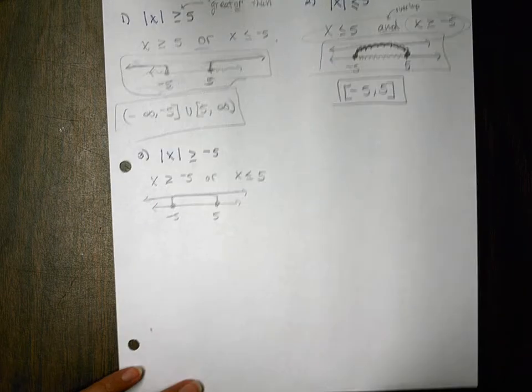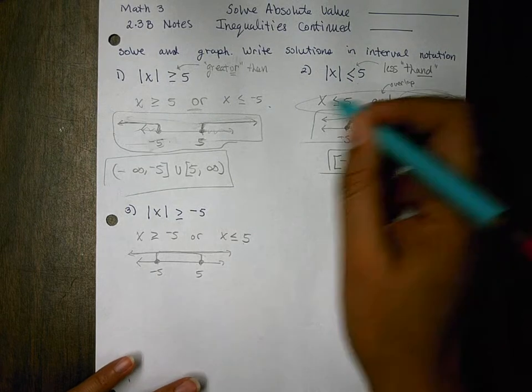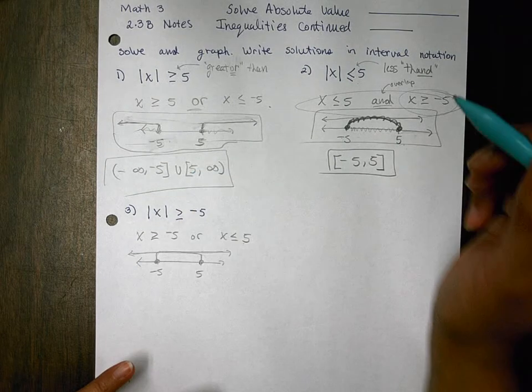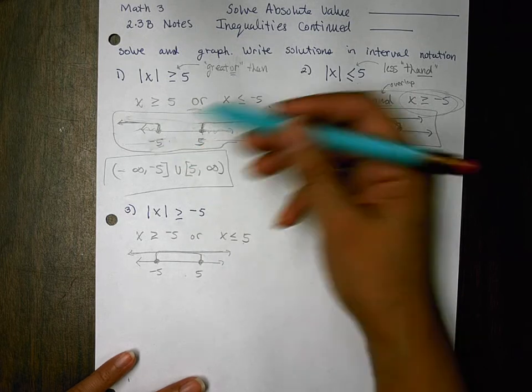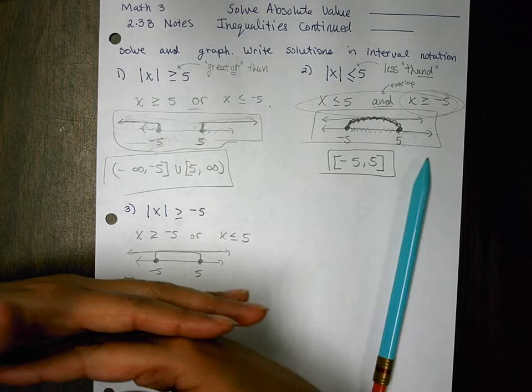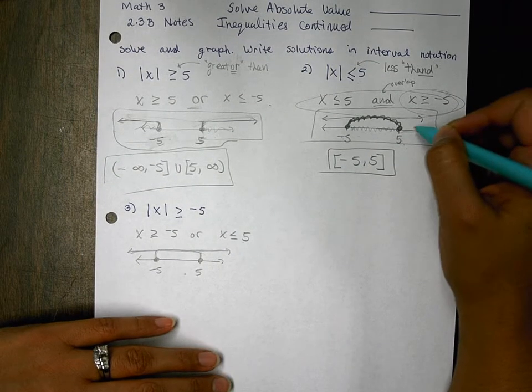Now here's what you have to remember. Ands are the only ones that must have overlap. Remember what I said earlier about ors? Ors can do anything they want. They can go opposite direction. They can go in the same direction. They can go towards each other. They don't have to overlap like the ands do.